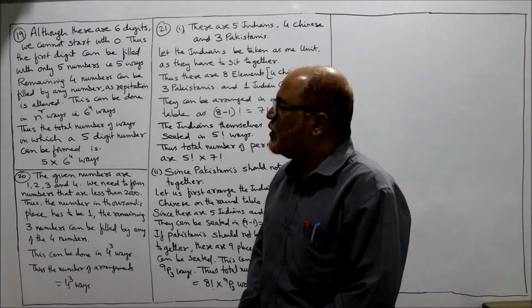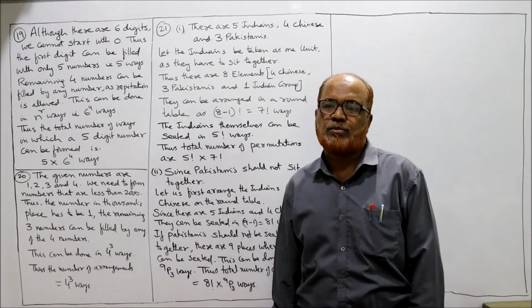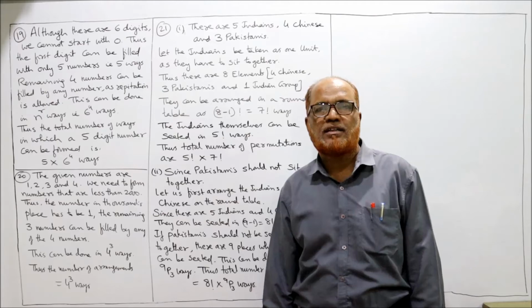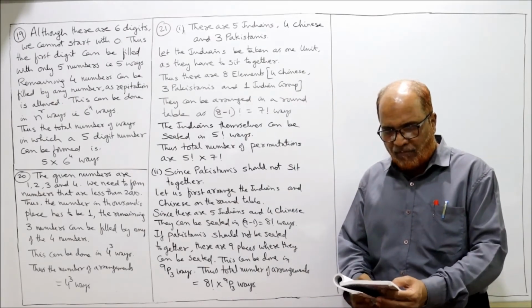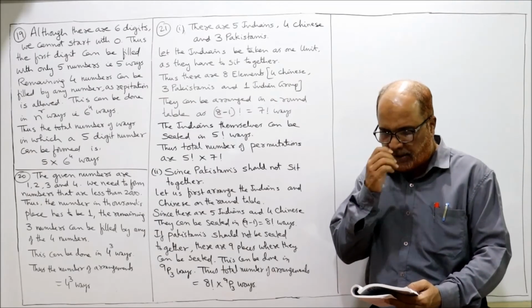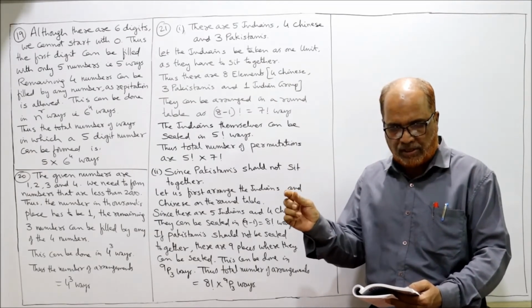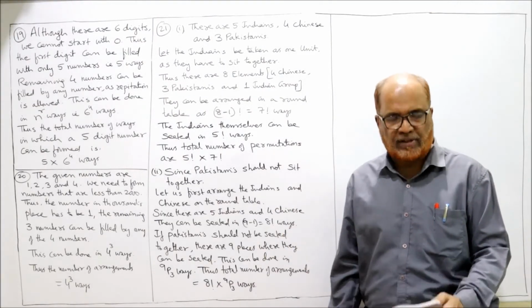Come on students, we'll continue the problems on permutation and combination. So far we have completed 18 problems. Now we'll start the 19th problem. Find the number of 5-digit numbers that can be formed using the digits 0, 1, 2, 3, 4, 5, if each digit can be repeated any number of times.